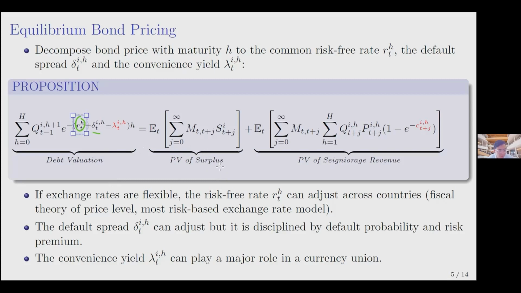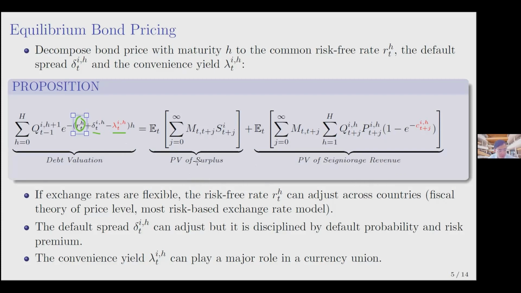the surplus or government fiscal condition changes. However, the government default spread is disciplined by the default probability and risk premium, so it is pinned down by a specific formula, which then leaves us only the third term, which is the convenience yield. We argue that in the currency union, since the risk-free rate has to be the same for all countries, then for a given time, the convenience yield across countries could play an active role to respond to changes in different countries' surplus and seigniorage revenue.